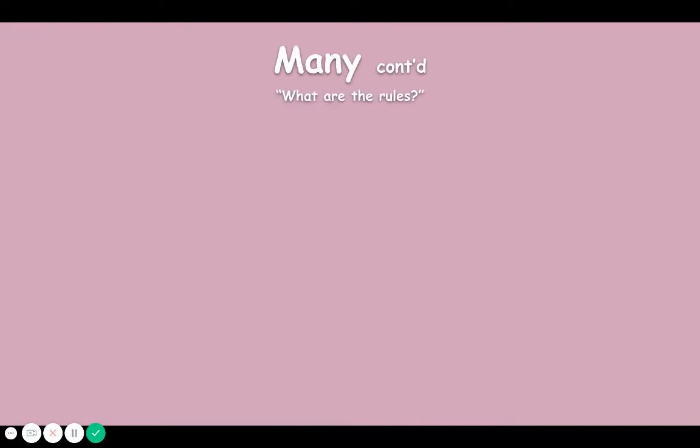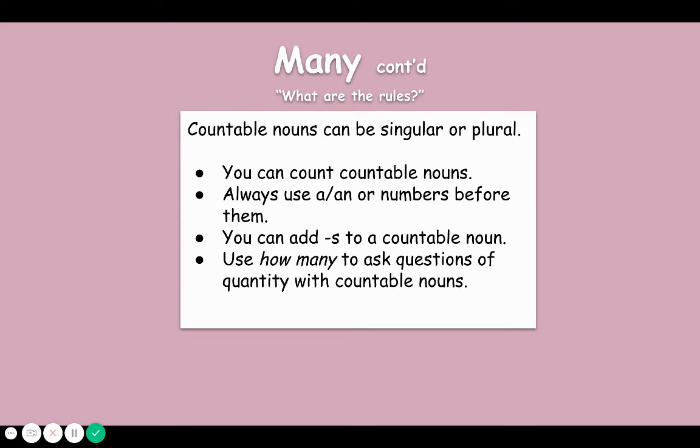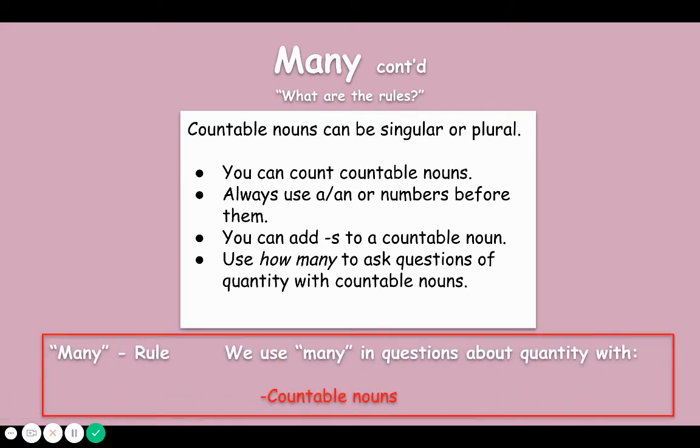What are the rules? Countable nouns can be singular or plural. You can count countable nouns. Always use a or an or numbers before them. You add an s to a countable noun. Use how many to ask questions of quantity with countable nouns. So, this is the many rule. We use many in questions about quantity with countable nouns.